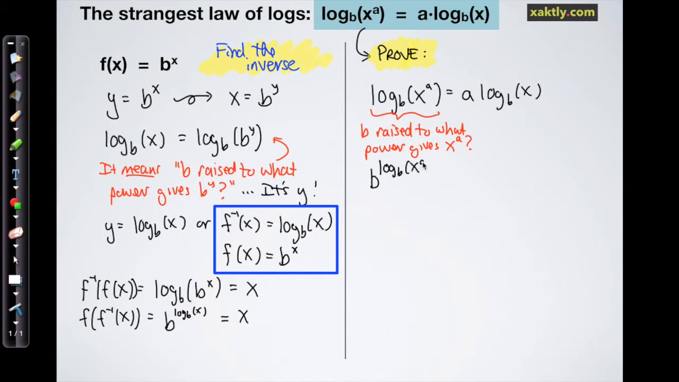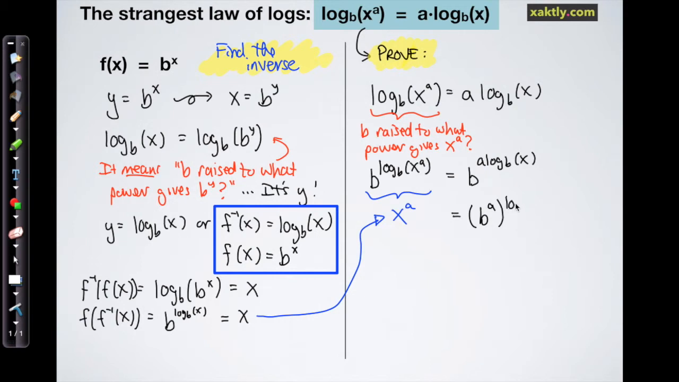But we'll approach it just like we have any other problem like this, raising both sides as a power of the base. b to the log base b of x to the a is equal to b to the a times log base b of x. Now we've already shown down here that the left side is just got to be equal to x to the a power.